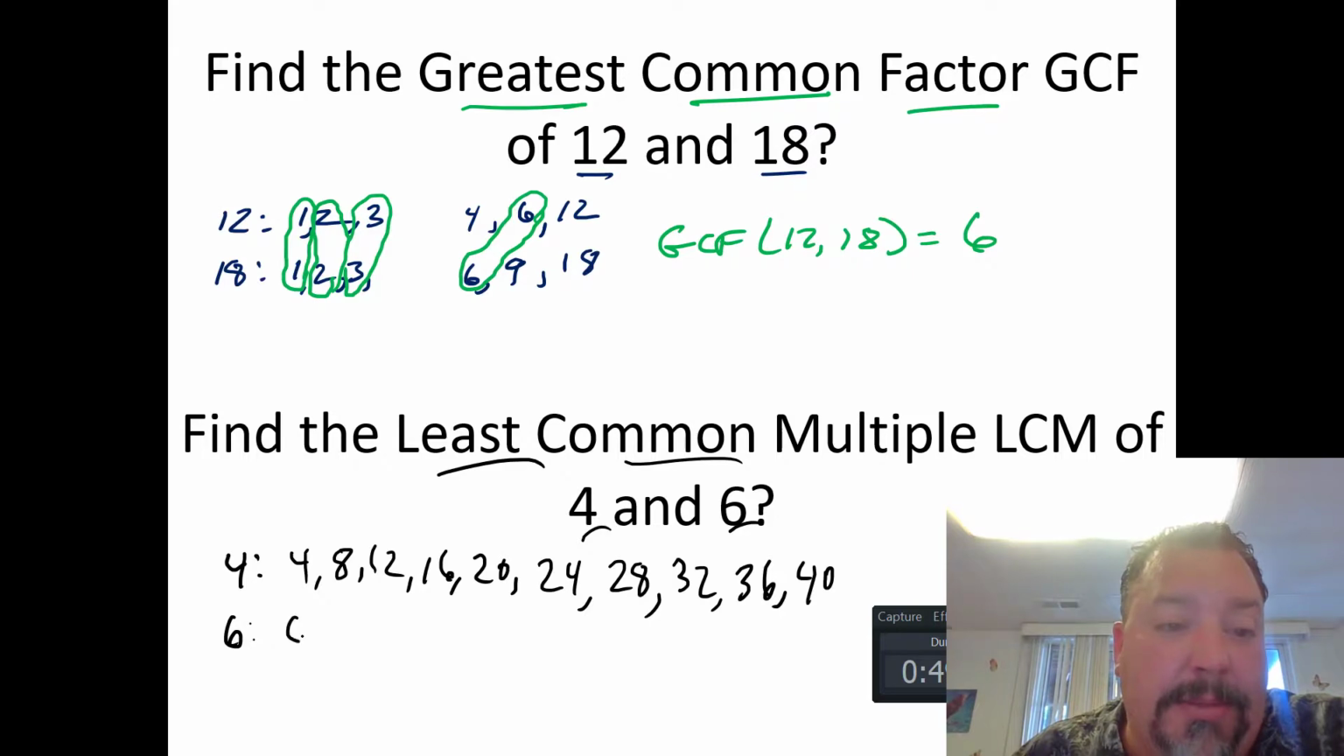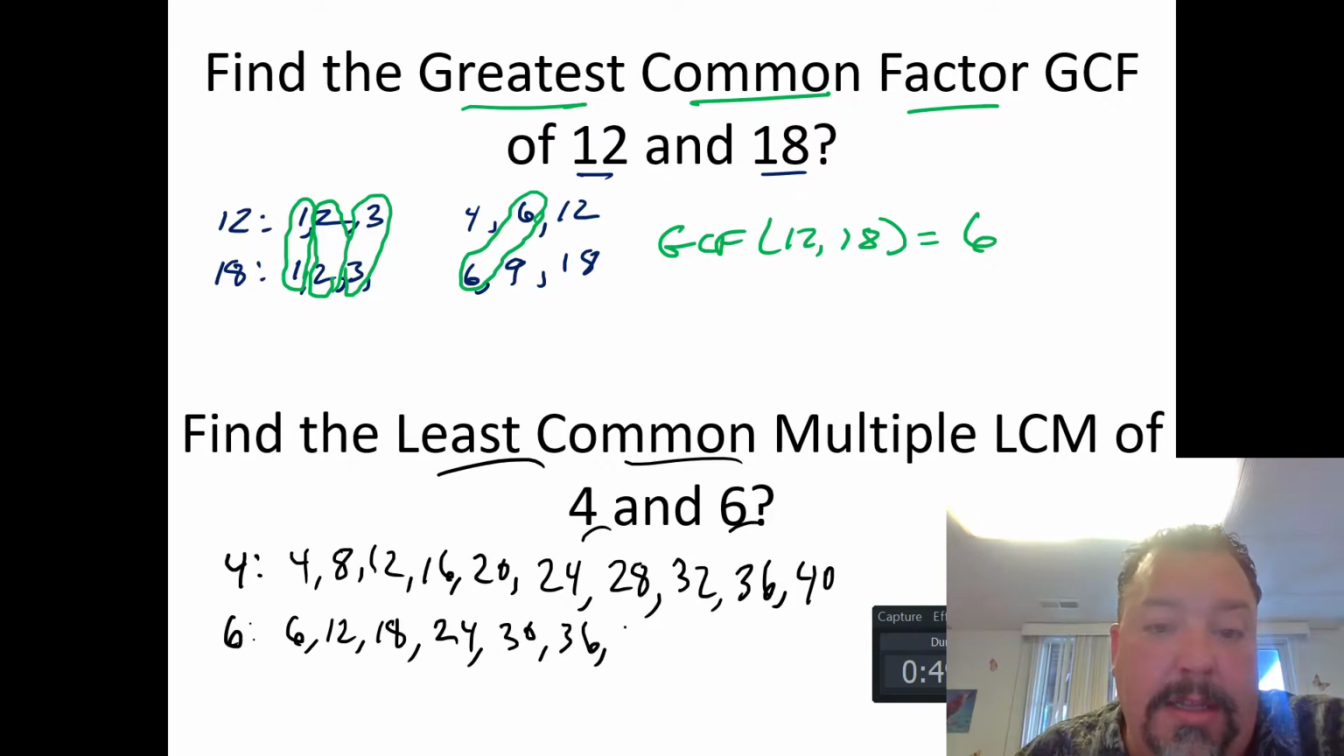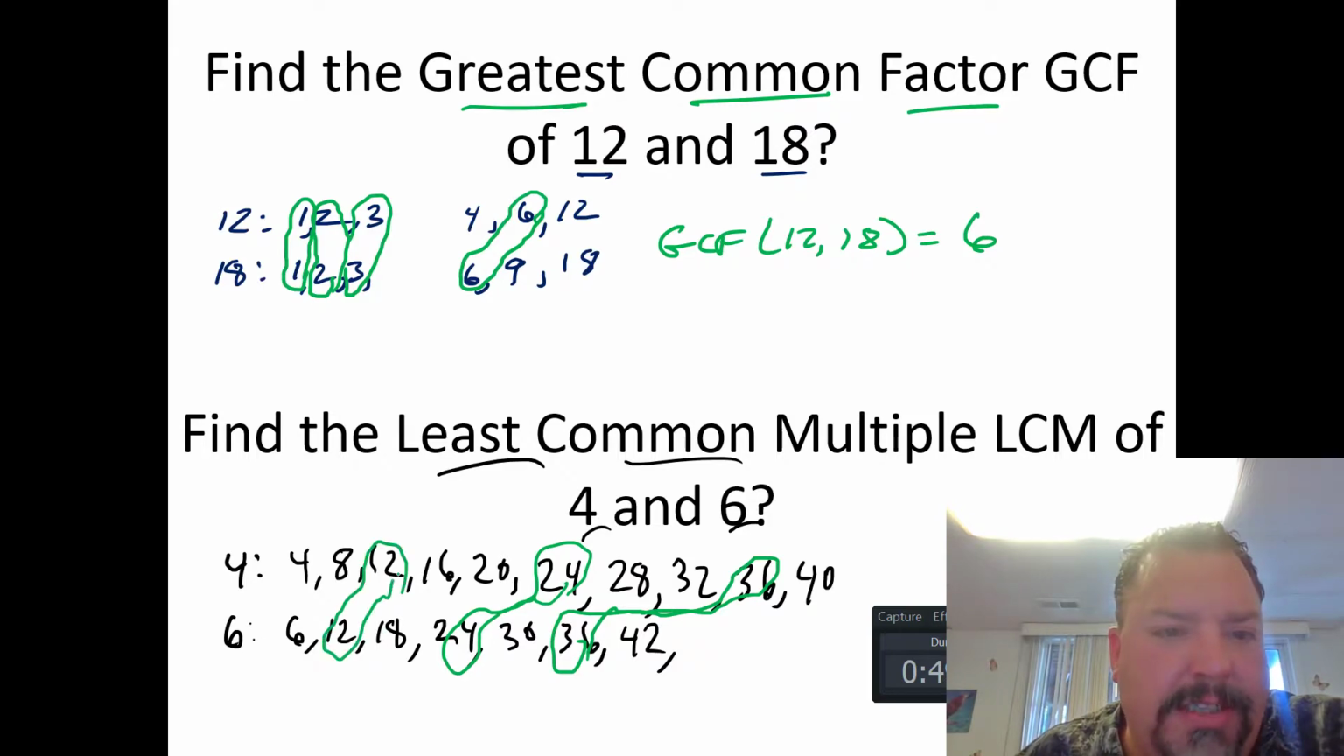Now 6. 6 times 1 is 6, times 2, times 3. 6 times 4 is 24. 6 times 5 is 30. 6 times 6 is 36. Then we got 42. And again, you should start to see that there are numbers that are on both lists. In this case, we've got 36, that's in both. And we've got 24, that's in both lists. And 12 is in both lists. And it looks like that's it.